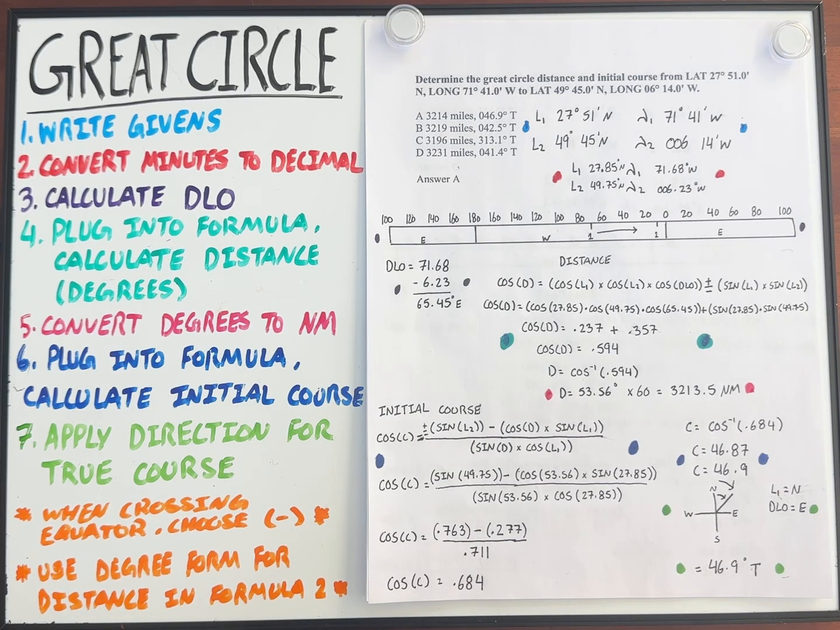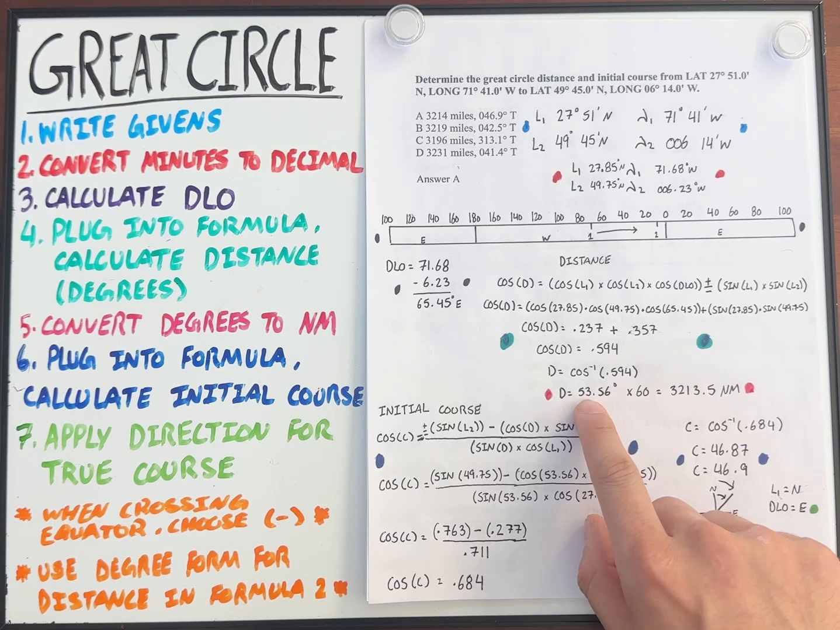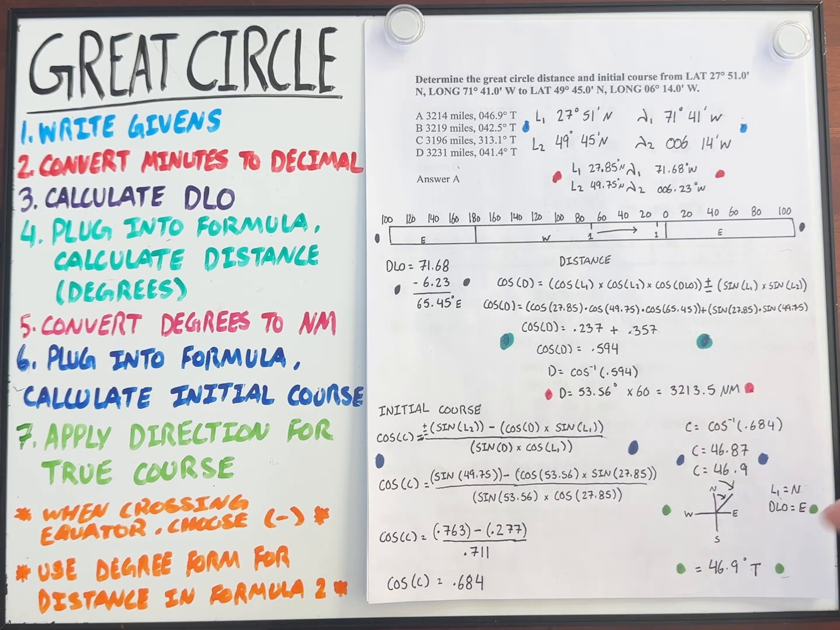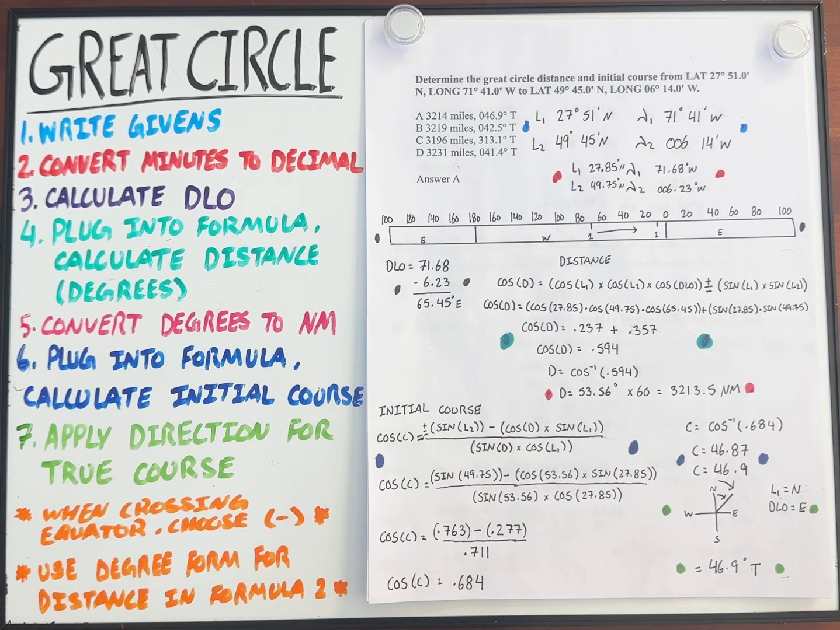The second thing I want to note is that when you're using the second formula, the initial course formula, we want to plug our distance in its degrees, in our degree form, degrees with a decimal. So our distance is 53.56. You're not going to plug 3,213.5 nautical miles into that formula. You want to keep your distance in degrees. So this is how you do a great circle. It's a bit more involved than the other sailing problems, but just follow the steps, keep it simple, and do great.